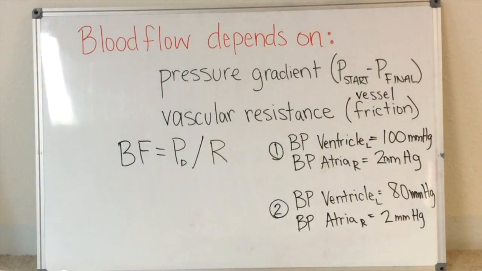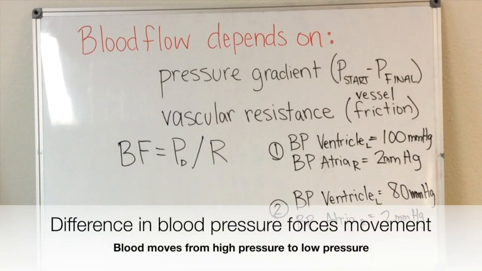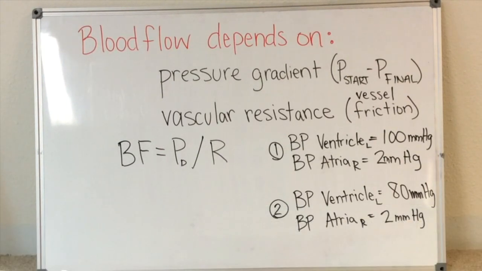This is one reason it's so important that there is a difference in pressure between our left ventricle and our right atrium. The left ventricle is responsible for pumping blood into the systemic system. If blood pressure in the atria was 100 millimeters of mercury and the pressure in the left ventricle was 100 millimeters of mercury, there would be a zero pressure gradient and blood flow would not occur. An example of this would be in case 1.